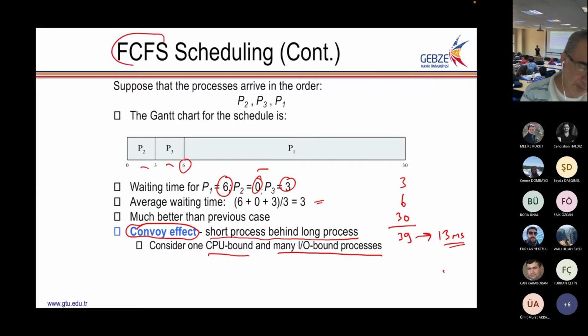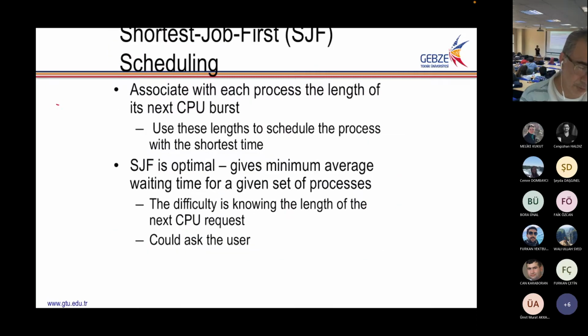That's first come, first serve scheduling algorithm. Second one is the shortest job first scheduling. Of course, you can choose among the jobs that are available at the time.